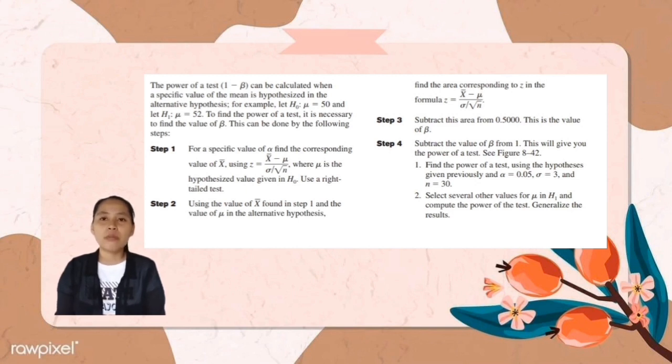Step 3. Subtract this area from 0.5. This is the value of beta. Step 4. Subtract the value of beta from 1. This will give you the power of a test.